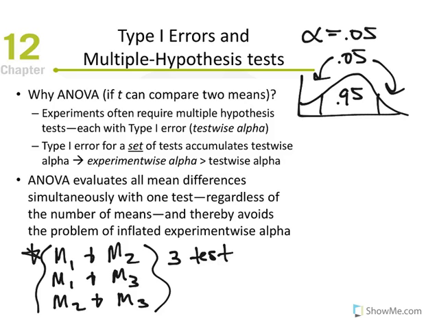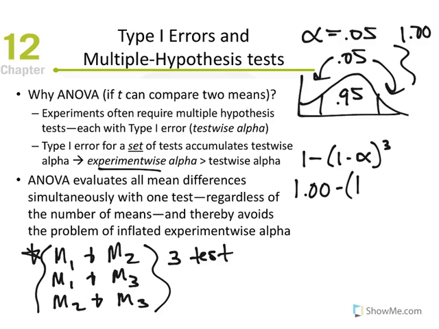Mathematically speaking, the experiment-wise alpha would be computed by taking 1 minus our alpha, cubed, if we have three separate means that we are comparing. And again, this total is 1, so perhaps if I write 1.00, that will make a little more sense: 1.00 minus alpha to the third power.